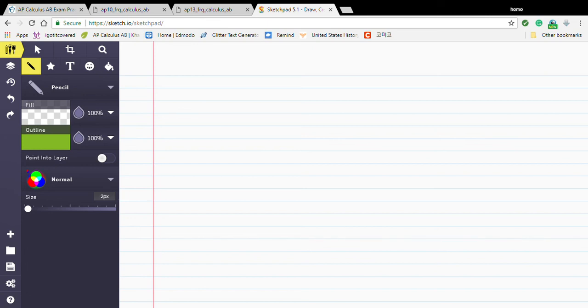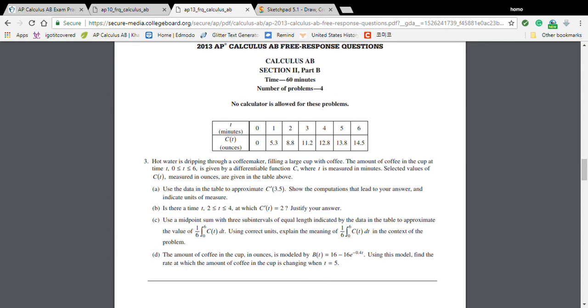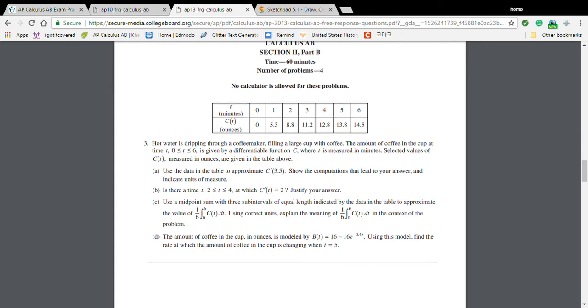So we're going to look at a miscellaneous question from 2013. In here we're given a table, and then it says hot water is dripping through a coffee maker, filling a large cup with coffee. The amount of coffee in the cup at time t is given by a differentiable function C, where t is measured in minutes. So A says use the data in the table to approximate C prime of 3.5.